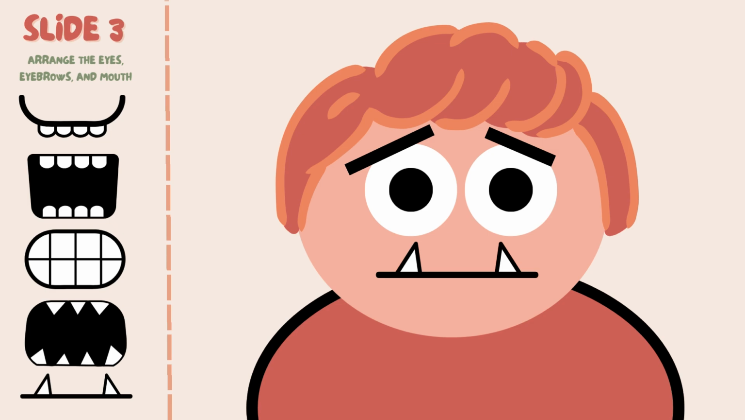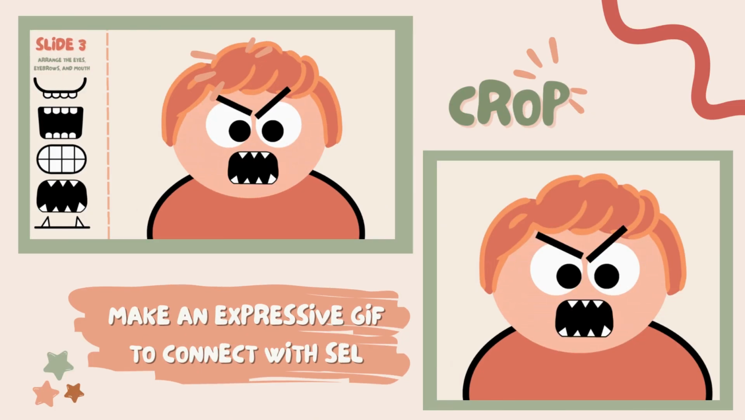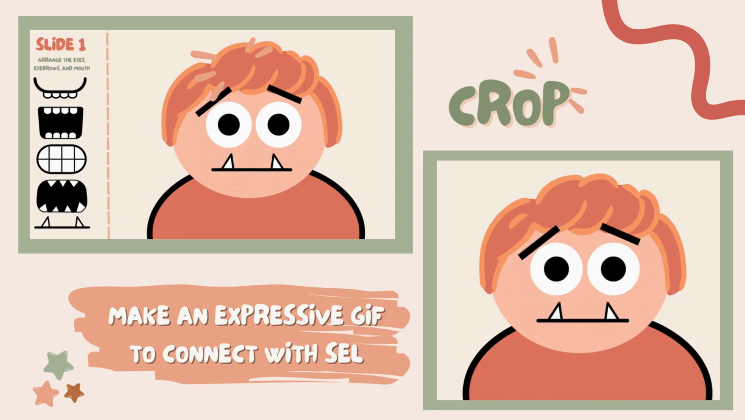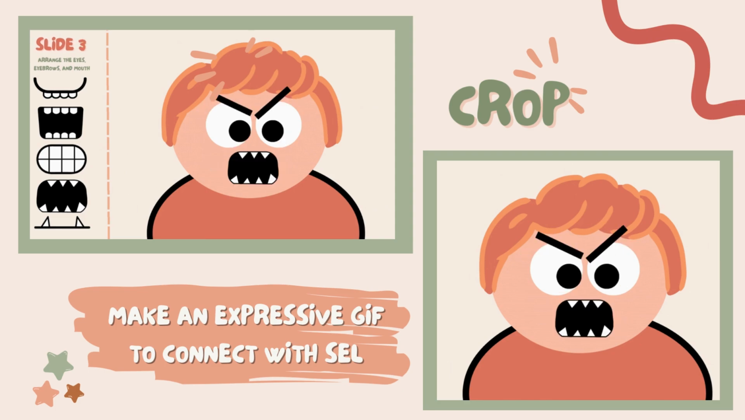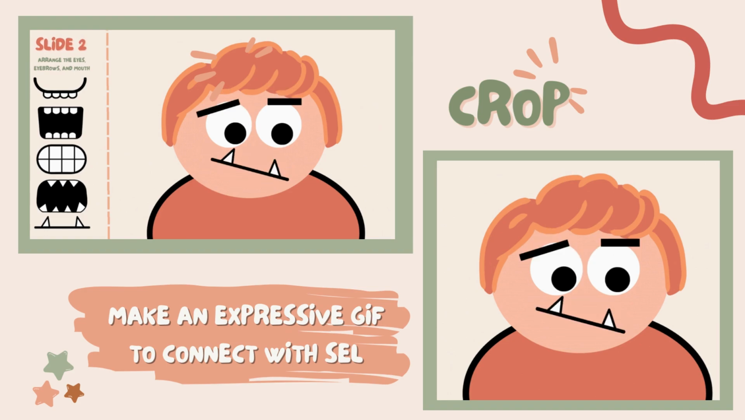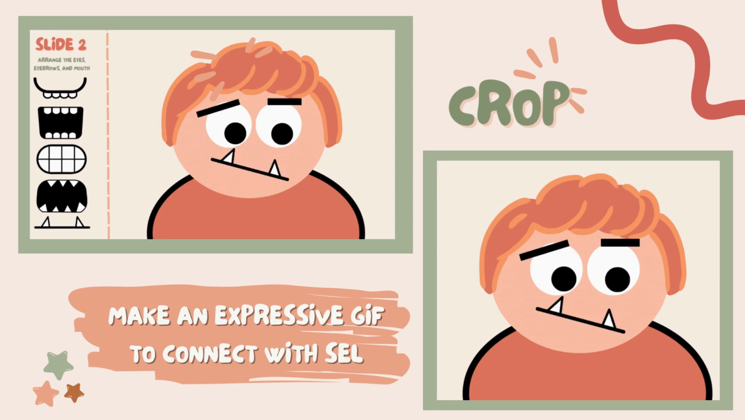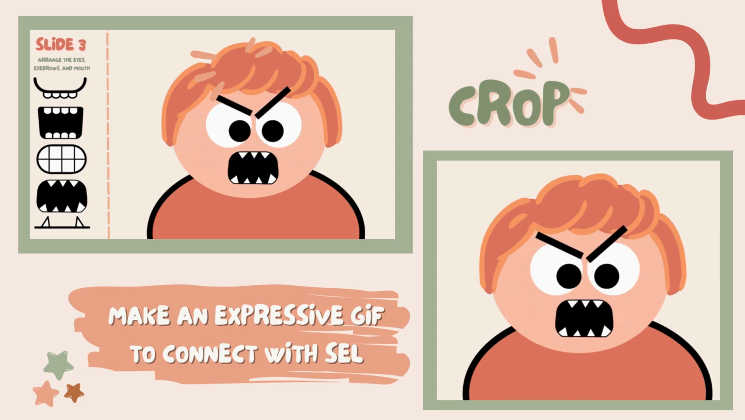You're going to go to all of the buttons that I tell you about where you're going to export and make it into an animated GIF here in Canva. Then you're going to do some cropping so you could pull it into a new slide and crop it until you only see your animated character.